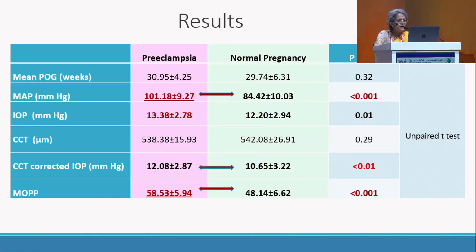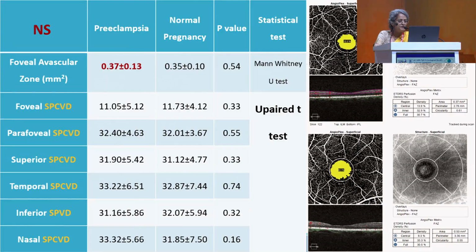So what did we find? That for the similar pregnancy age, the MAP, obviously the mean arterial pressure, was higher in the preeclampsia, that's a no-brainer. The intraocular pressure was also higher, although that was not significant, but the corrected intraocular pressure was significantly higher in the preeclampsia, and the mean ocular perfusion pressure also was significantly more in the preeclampsia.